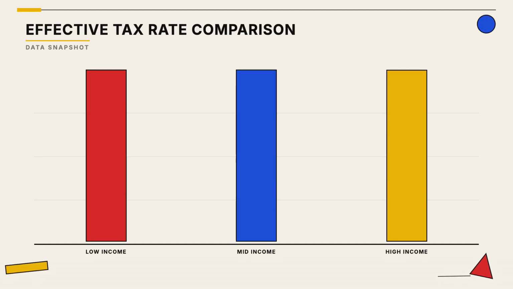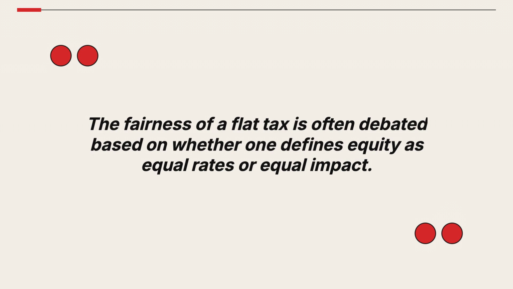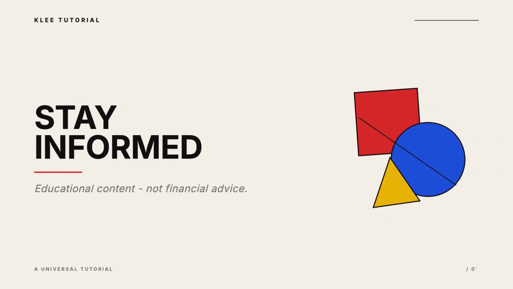In this bar chart, you can clearly see the visual consistency of a flat tax system across different income levels. Ultimately, the debate comes down to whether you prioritize economic simplicity or the social goals of progressive taxation. Understanding tax structures helps you navigate policy discussions.